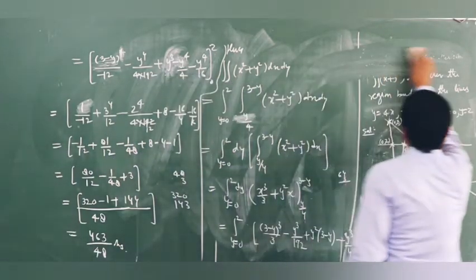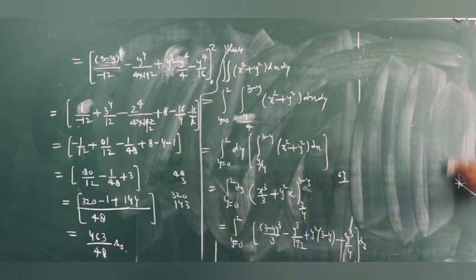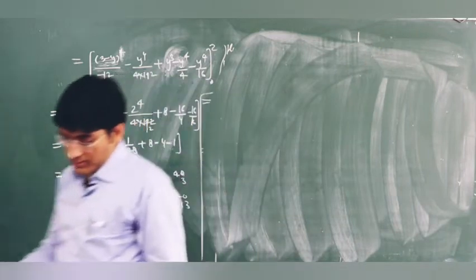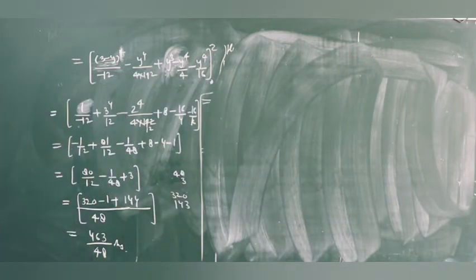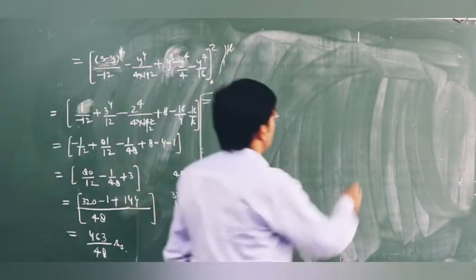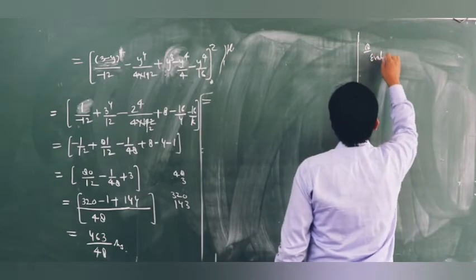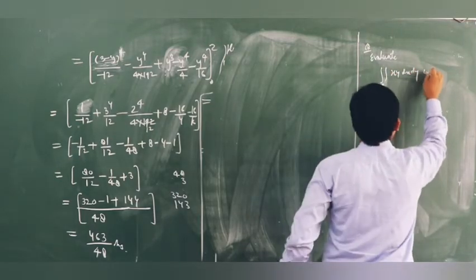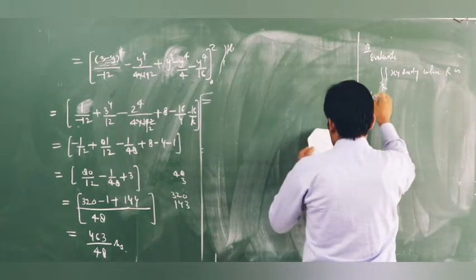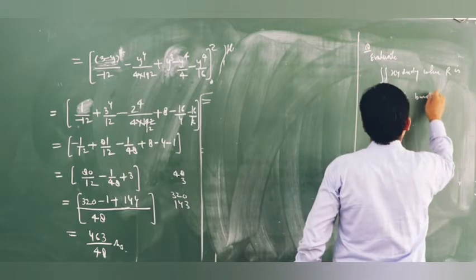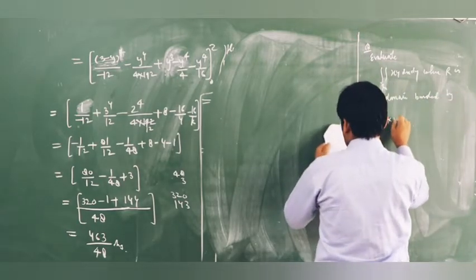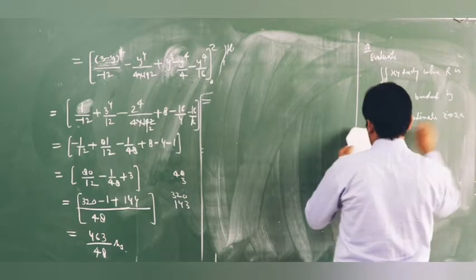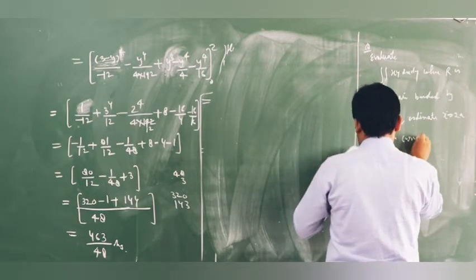Then the next problem is to evaluate the value of the double integral of xy dx dy over R, where R is the domain bounded by the x-axis, the ordinate x equal to a, and the curve x square equal to 4ay.